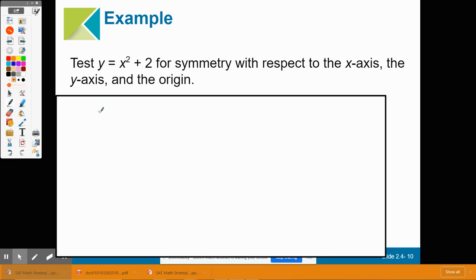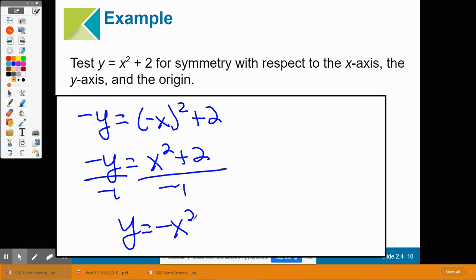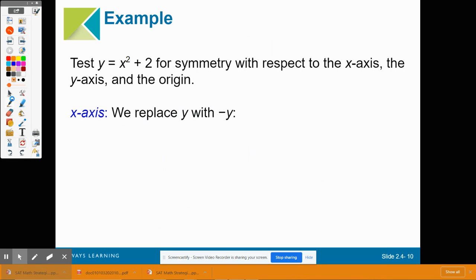What if you tried the origin? Does negative y equal negative x squared plus 2? Will that get me back here? That gives me negative y. That gets me the x squared plus 2, and the answer is no, because when I divide everything by negative 1, I get negative x squared minus 2, and that's not what I started with. So no origin symmetry. You can tell if you're doing this right by using your graphing calculator when you're done. X squared plus 2 is a graph like this, and you can tell the only type of symmetry it has is y-axis symmetry.